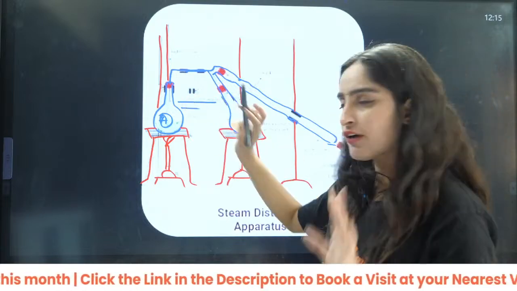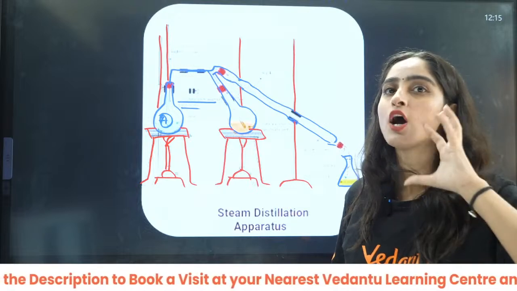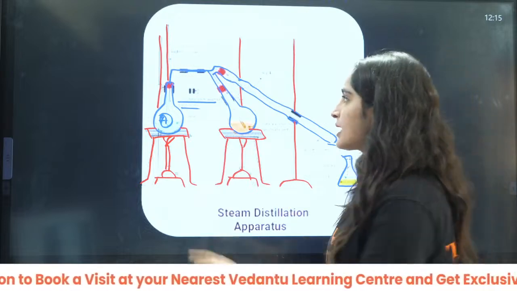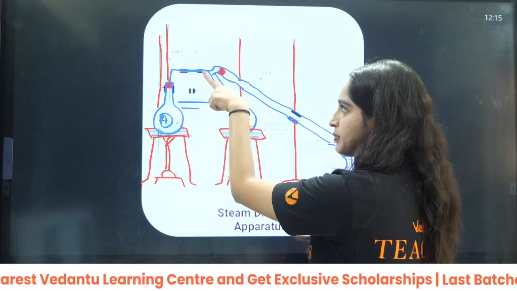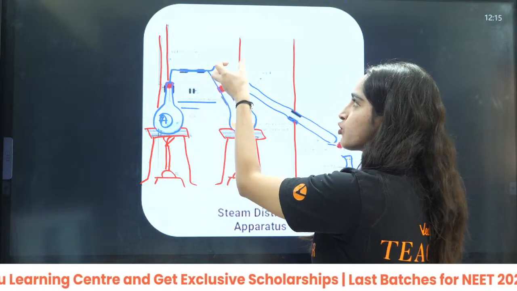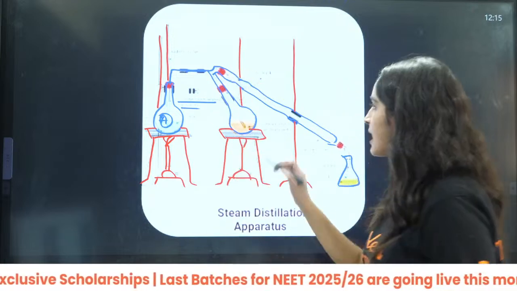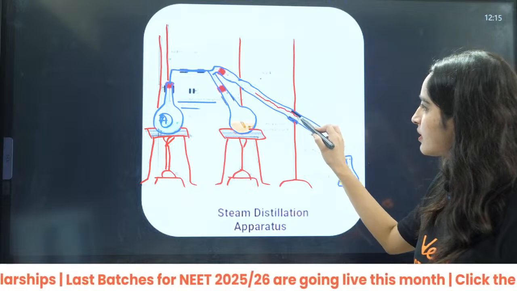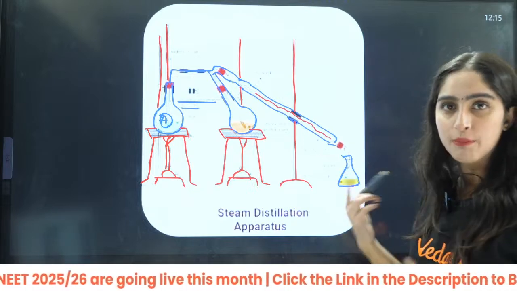Firstly, to understand one thing, we will understand how they are separated. Firstly, let us see what we are doing here. Here you have vapors and here also you will have vapors. And these two vapor pressures will combine and come to this place. And here you will then have this more steam volatile compound.